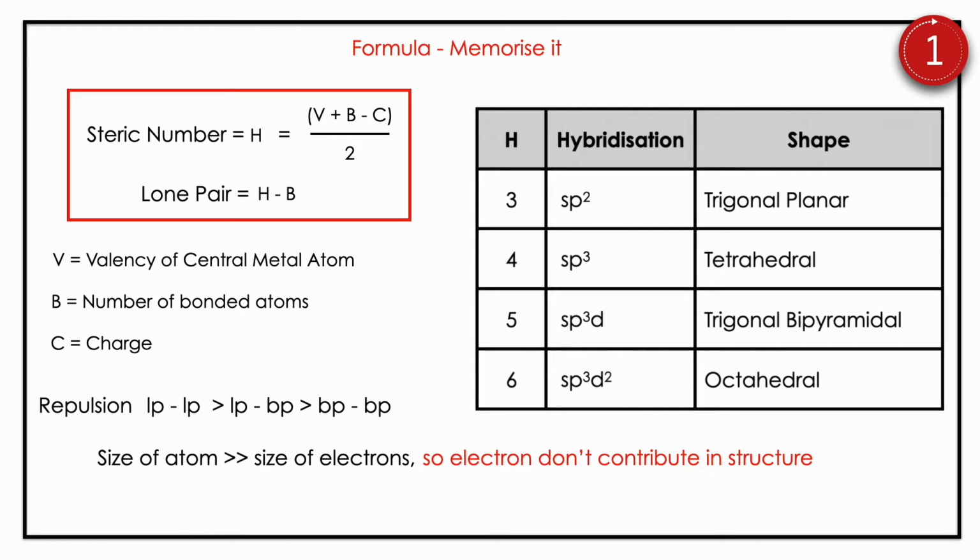Here V is valency, B is bonded atom, C is charge. H of 3 means sp2 hybridization, trigonal planar; 4 means sp3, tetrahedral; 5 means sp3d, trigonal bipyramidal; 6 means sp3d2, octahedral. So you should memorize both the formula and the table, and you should consider the fact that repulsion of lone pair-lone pair is greater than lone pair-bond pair. You should also know that the size of the atom is greater than the size of the electron. Electrons don't contribute to the structure visually.